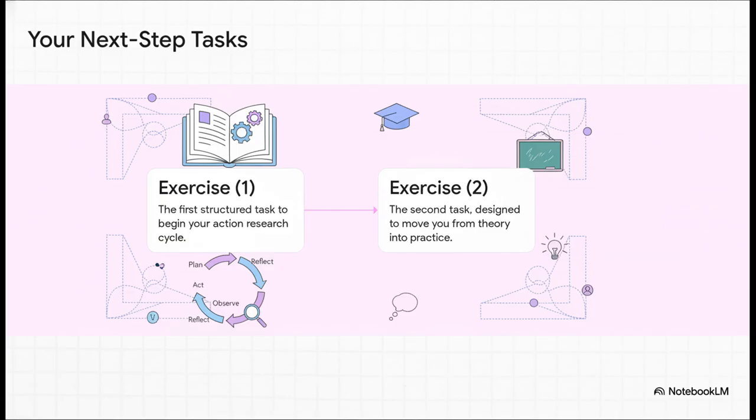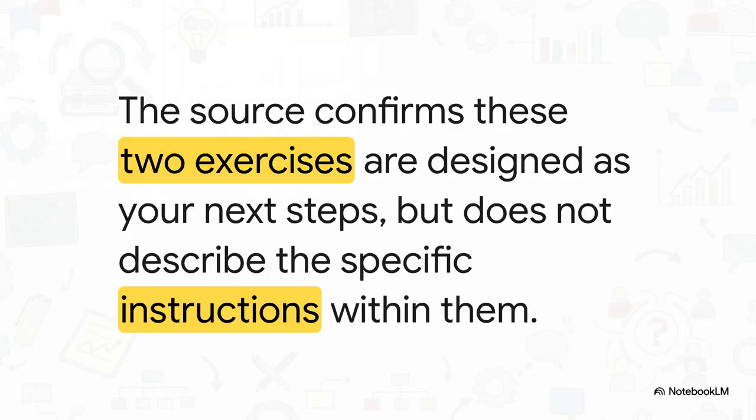These are not abstract thought experiments, okay? They are structured, practical tasks meant to get you, the teacher, the researcher, started on your own action research cycle right away. And while our source does confirm these 2 exercises are your go-to next steps, it doesn't actually describe what they ask you to do. So essentially, the book is providing the what, the tasks to get you started, but leaving the how for you to discover inside its pages.